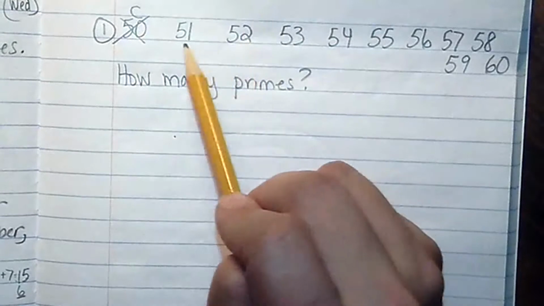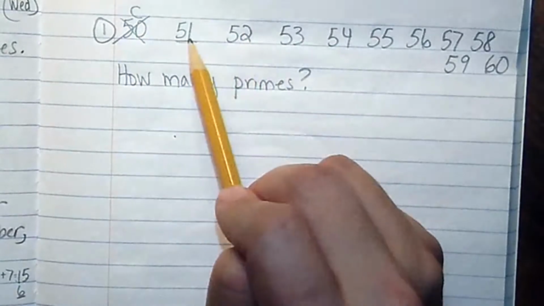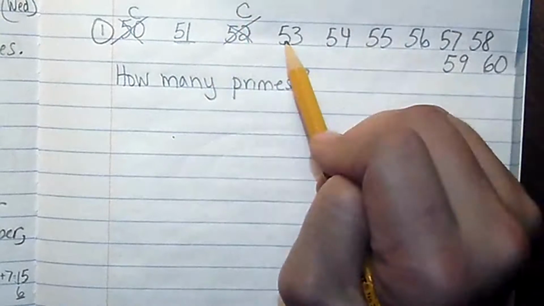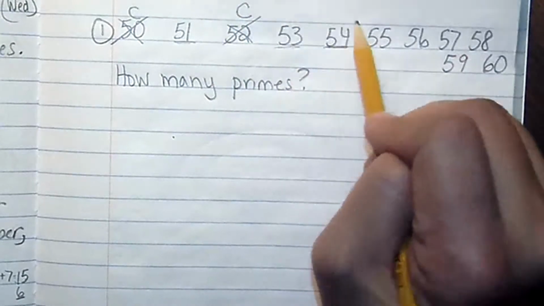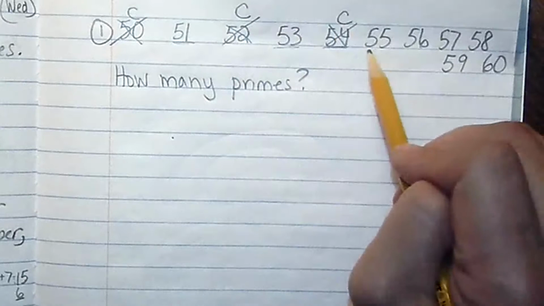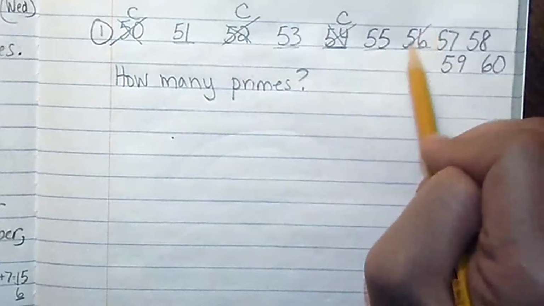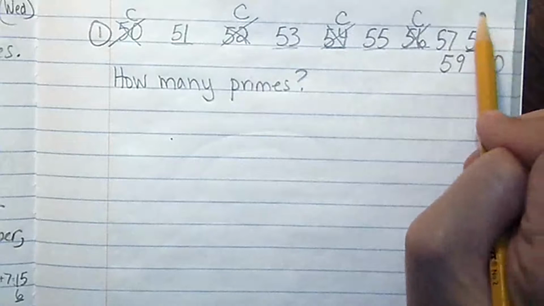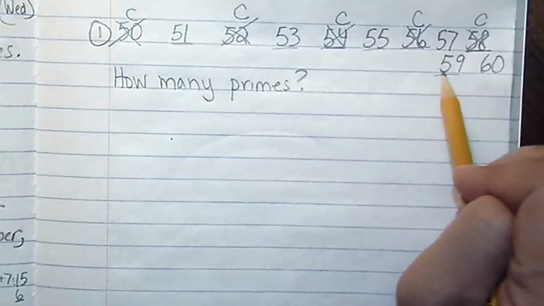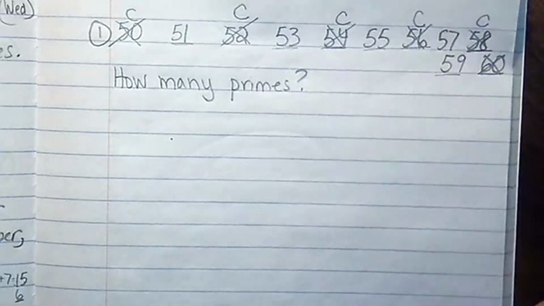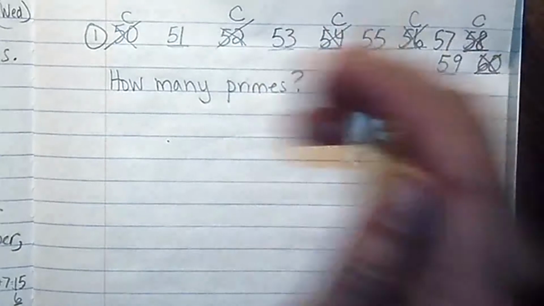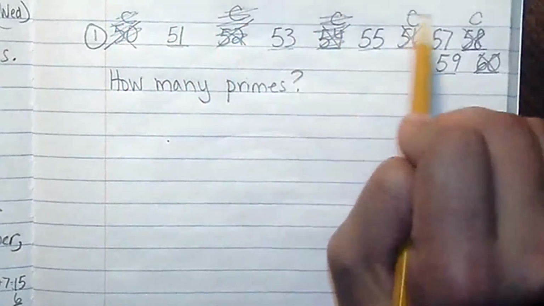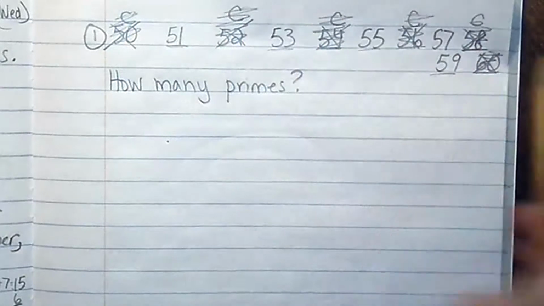Is 51 even? No, 1 is odd. 52 is even, so we know that's composite. 53 is odd. 54 is even, so that's composite. 55 is odd. 56 is even. 57 is odd. 58 is even. 59 is odd. And 60 is even. Let's cross those all off. All right, so look, I'm down to 5 numbers. It looks much better. So how many are prime? I know it's going to be 5 or less. All of these I've already proven are composite.